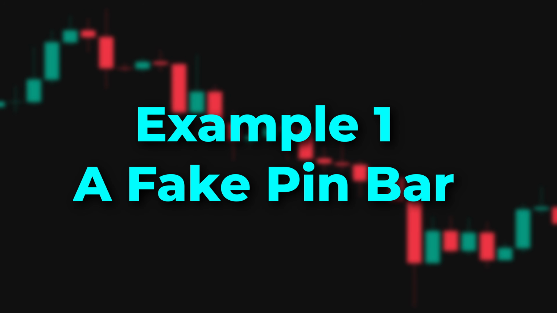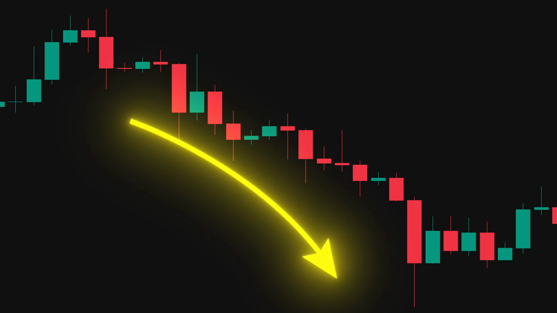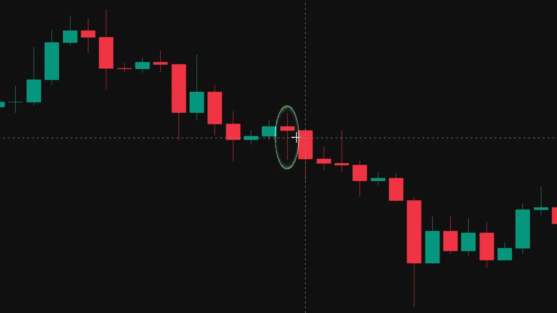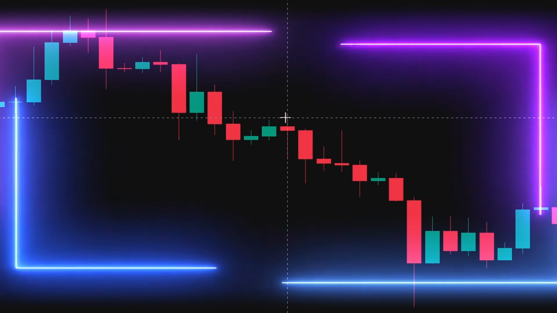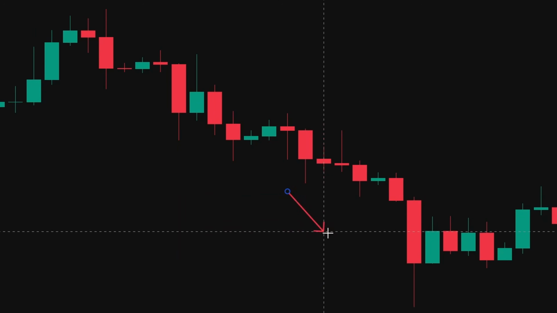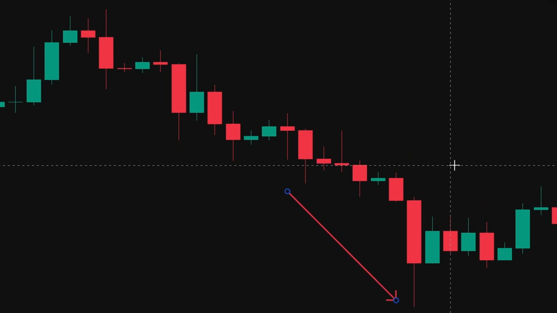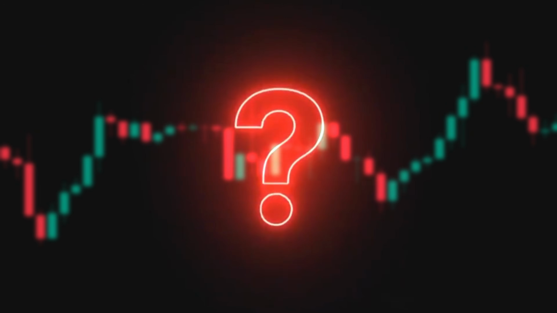Example 1: a fake pin bar. Picture a price dropping in a downtrend, and a bullish pin bar appears. Looks tempting, right? But if it's just floating in space with no support and no pullback, the market's going to keep dropping. That's a low-quality setup. Steer clear.